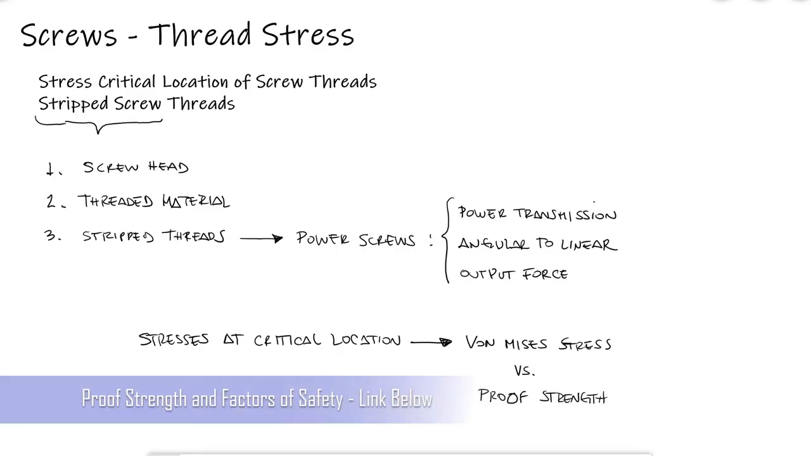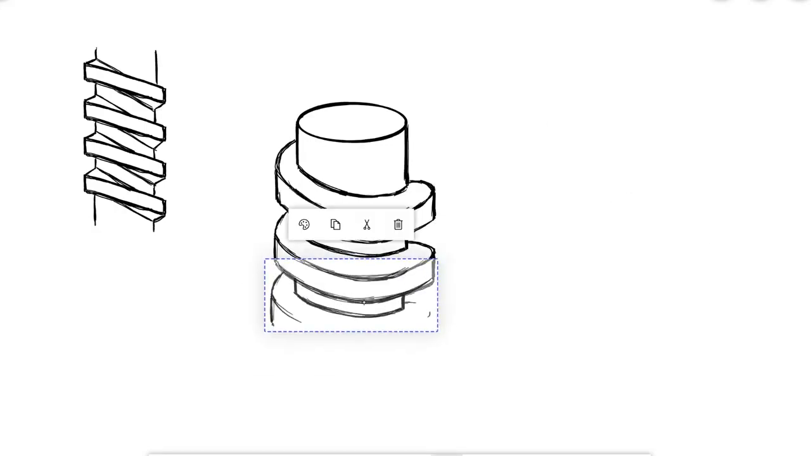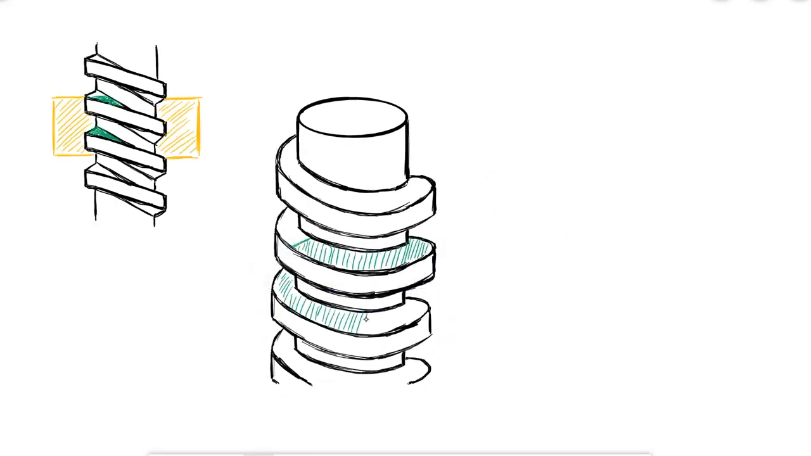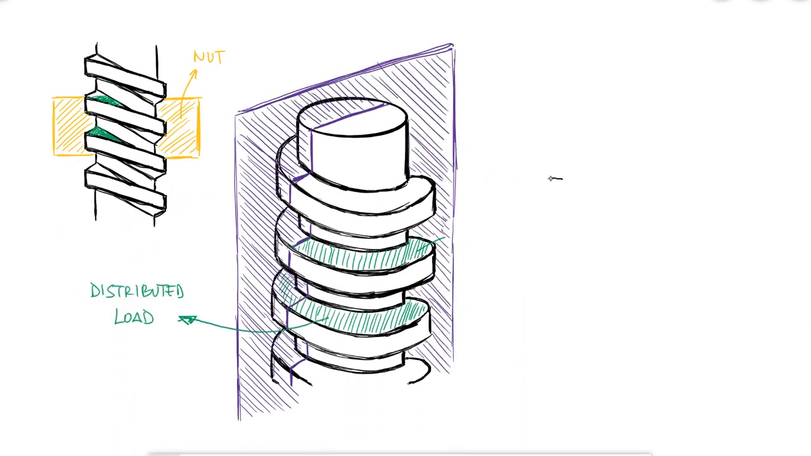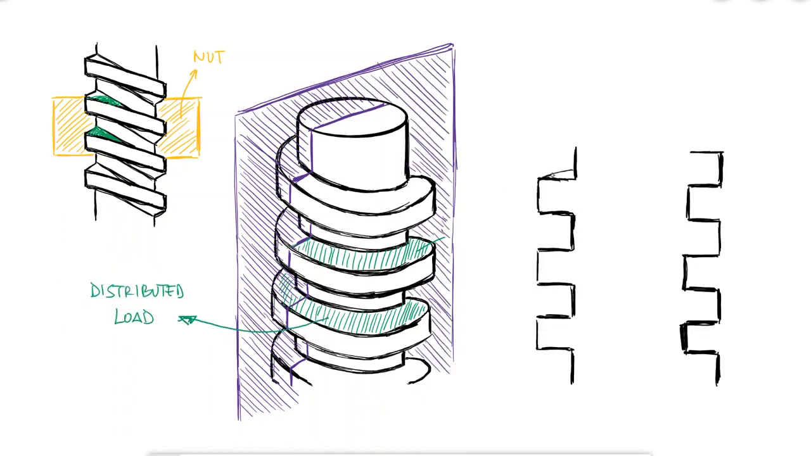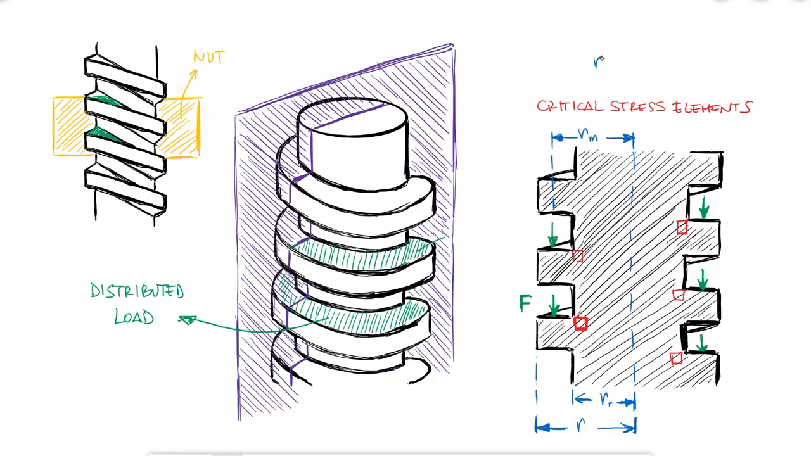If we draw a free body diagram of a screw, and let's take a left-hand thread screw to show that there's really not much of a difference in terms of stresses, we would see a distributed load on the surface of contact between the threads of the screw and the threads of the nut. By performing a vertical cut through the center of the screw, we can identify where the critical stress element is located. And the distributed load can be represented as a point load F between the root radius and the major radius, which we call the mean radius.